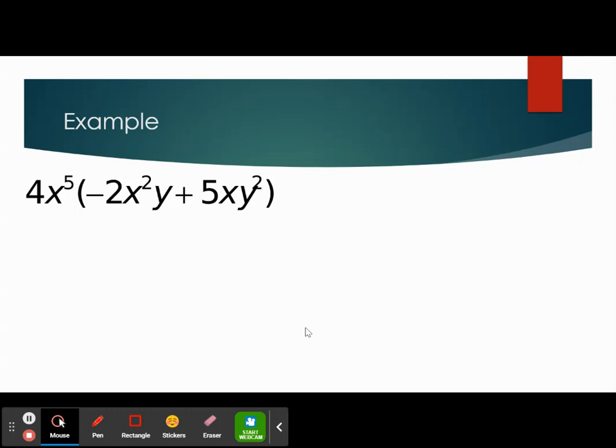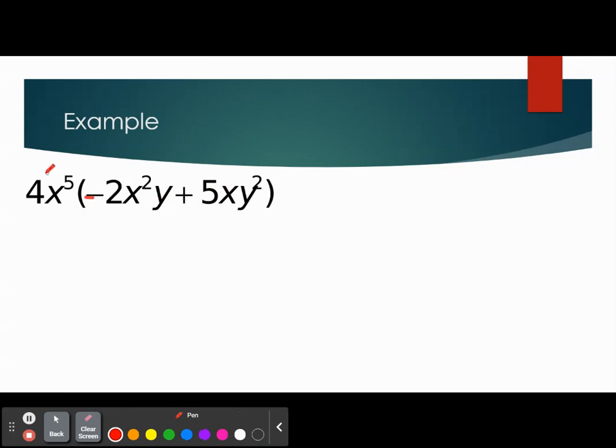You've got to multiply the 4x to the 5th times the first one, and then you've got to multiply it by the second one. You have to distribute. Just like before when we were distributing a number, we're distributing a whole monomial. A monomial. This term right here is a monomial because it has one term. This expression has two terms, so it's a binomial.